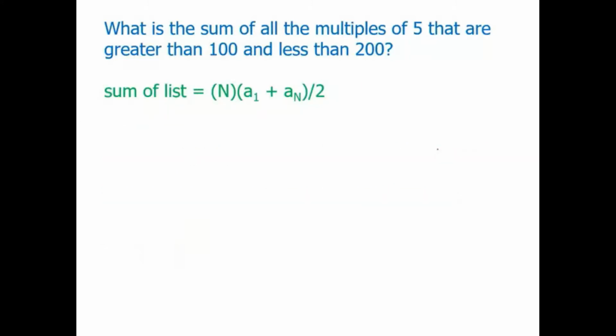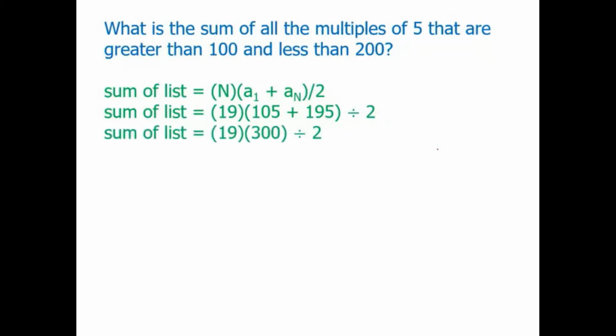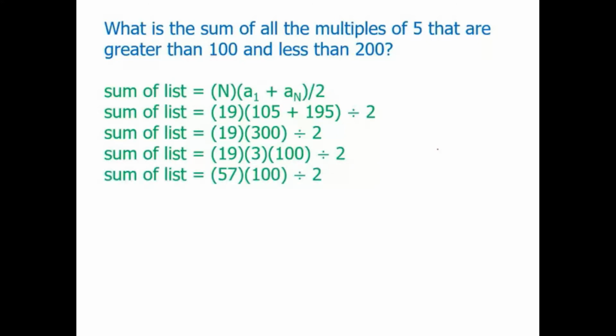When we put these together, plug these in, we get 19 times (105 plus 195), everything divided by 2. Well, 105 plus 195 happens to equal 300, a nice round number. And so what I'm going to do is a bit odd. I'm going to split that up into 3 times 100, and I'm actually going to multiply the 19 times 3. 19 times 3 is 57. Now I'm going to take the divided by 2, and instead of dividing the 100, which is a nice round number, I'm going to divide 57 by 2.